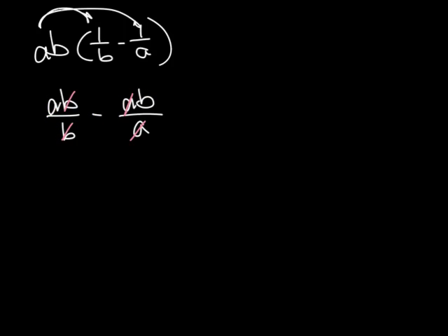So what do we have left? On the left hand side we have an a, and on the right hand side we have a b, and that's our answer.